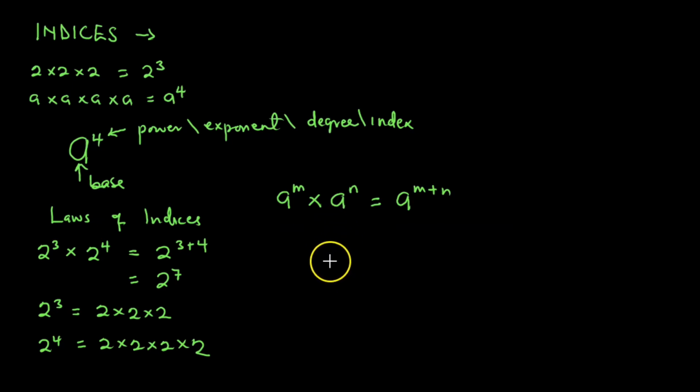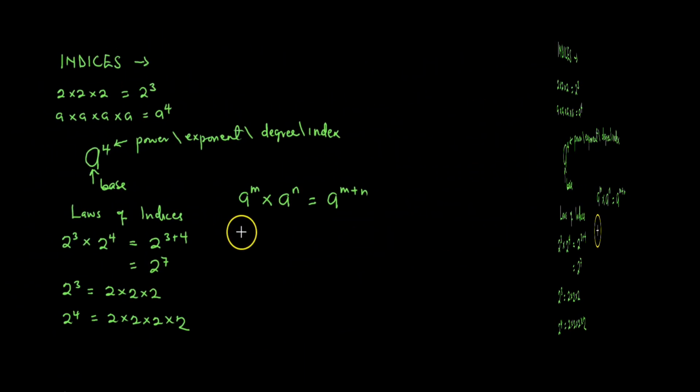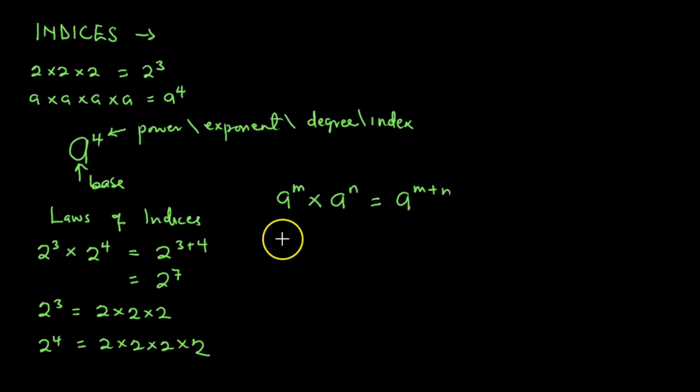Now the second law we can look at is the quotient law or the quotient rule. And what do we mean by the quotient rule? If I have 2 to the power 4 divided by 2 to the power 3, mathematically, the law states that when they have the same base, then we can write it as 2 to the power 4 minus 3. And that gives us 2 to the power 1.